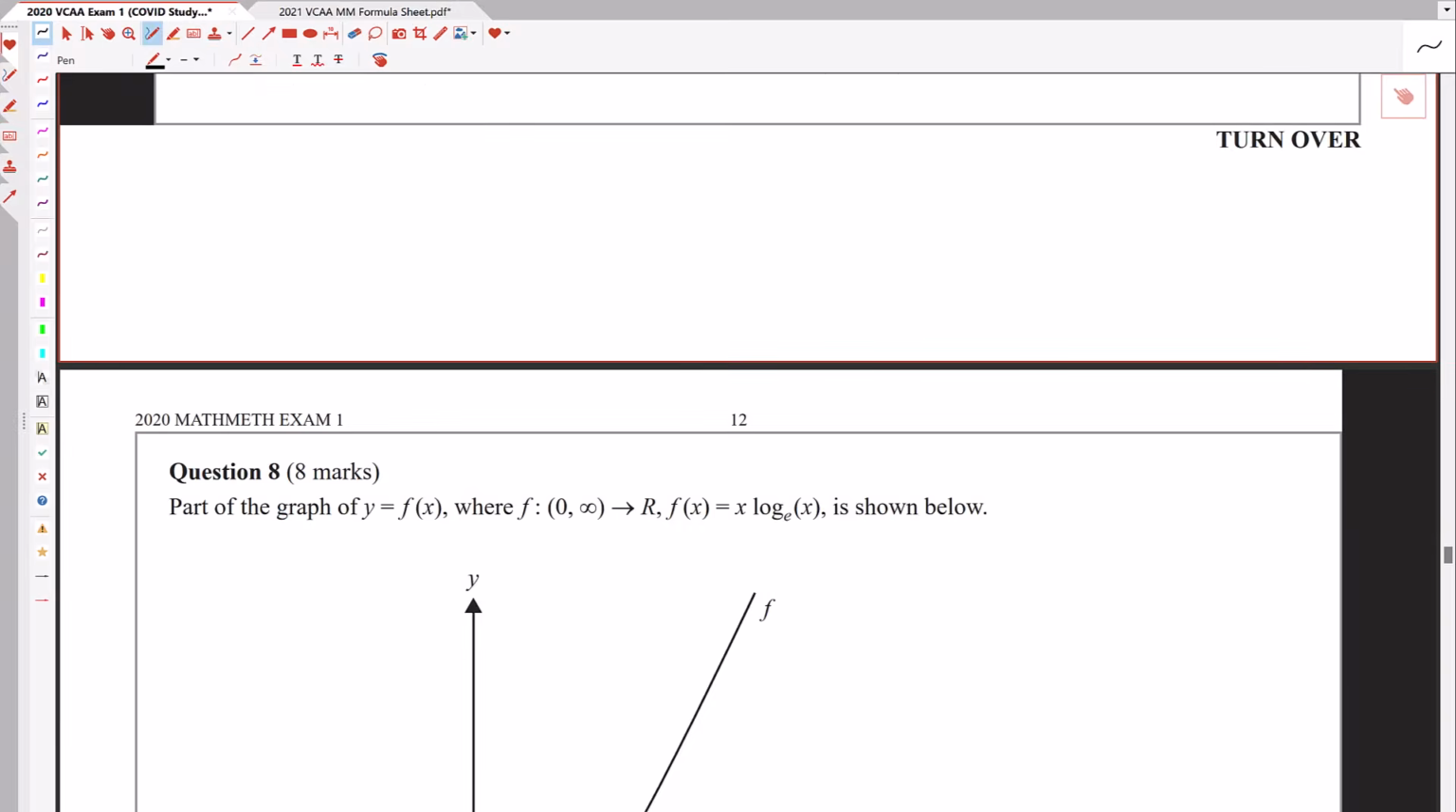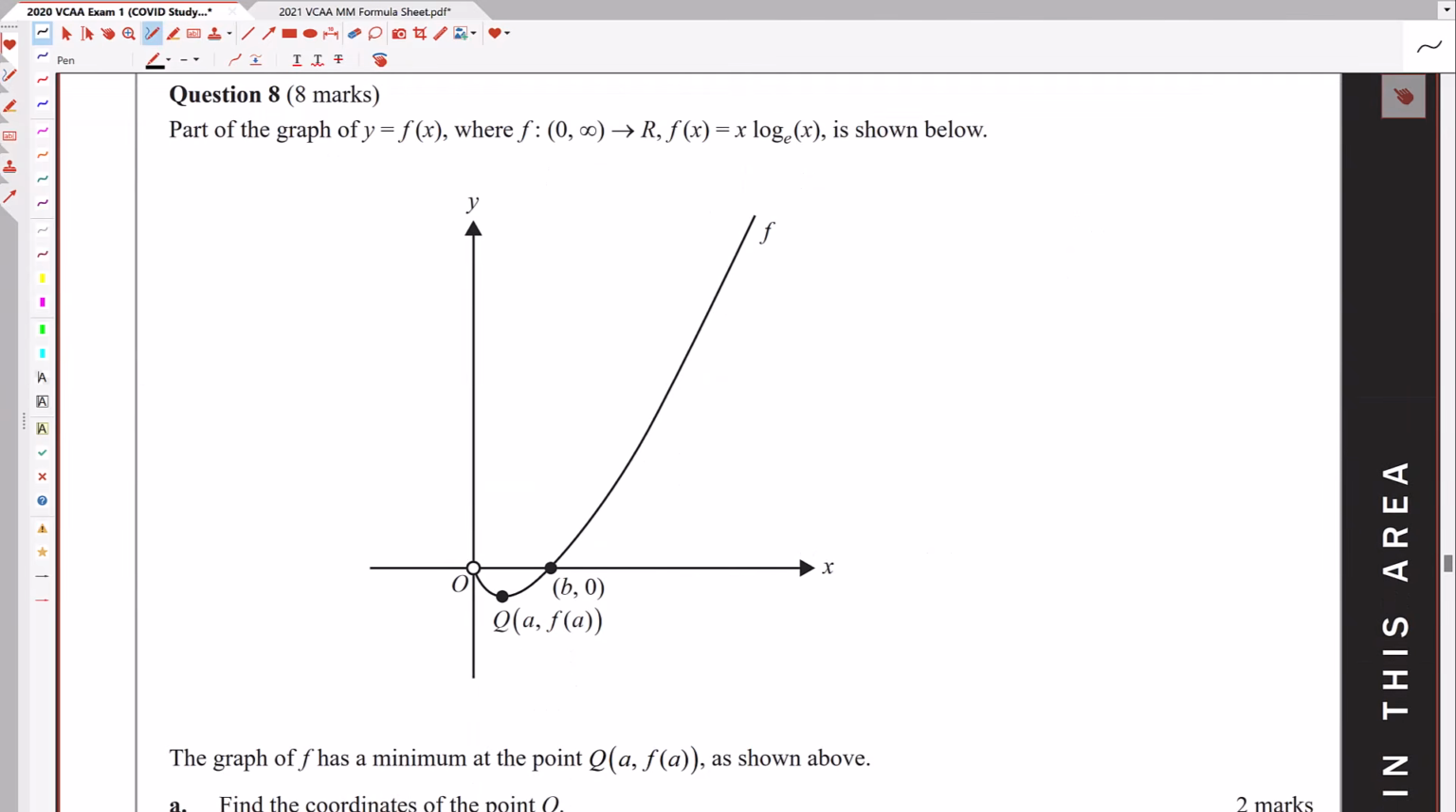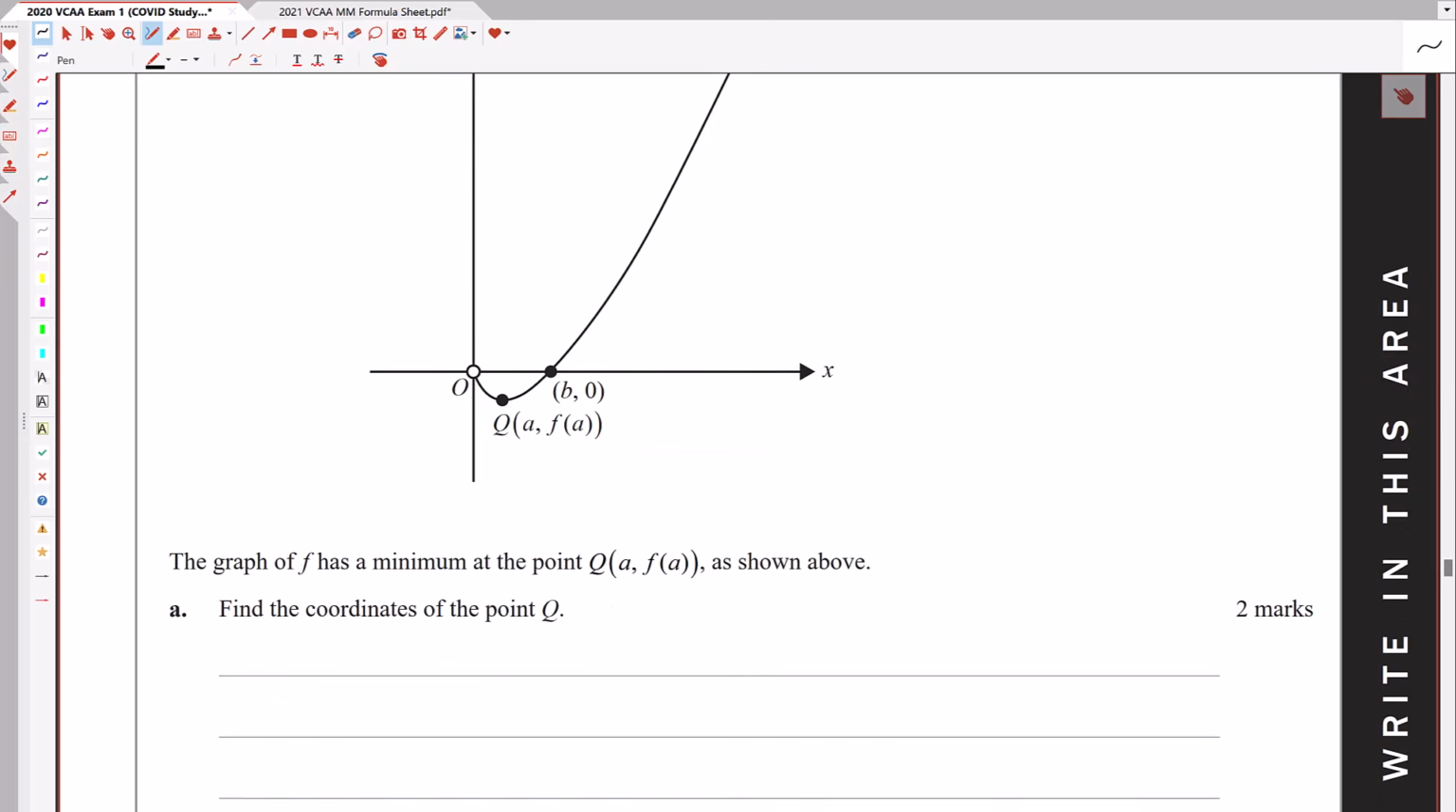Okay, let's have a look at question 8, which I suspect will be the last question for the paper. Part of the graph of y equals f of x, where f is bigger than 0, is shown. The function is x times log e of x, and we've got the graph drawn for us. The graph of f has a minimum at the point a, f of a, labelled Q, as shown above. Find the coordinates of the point Q.